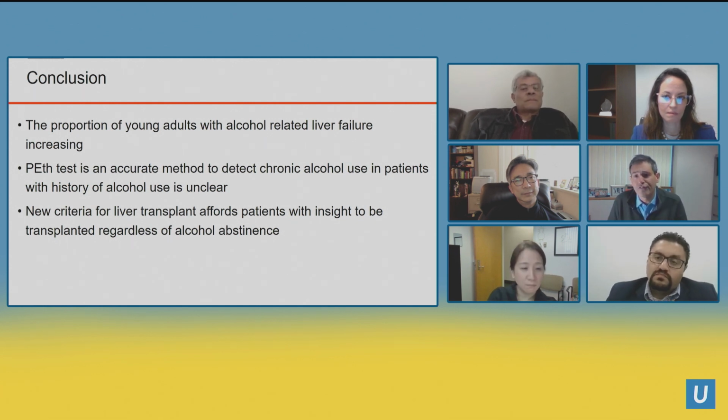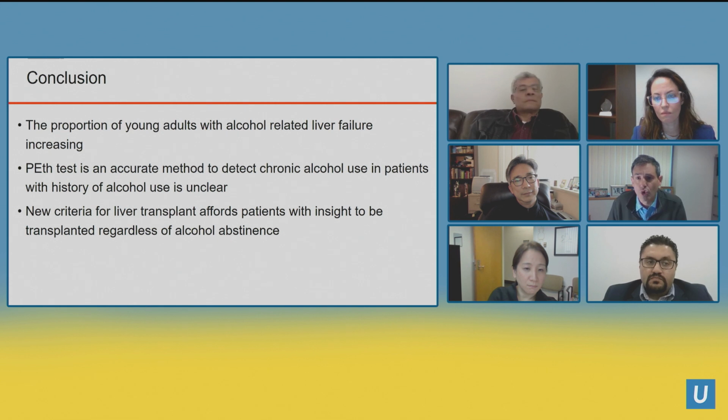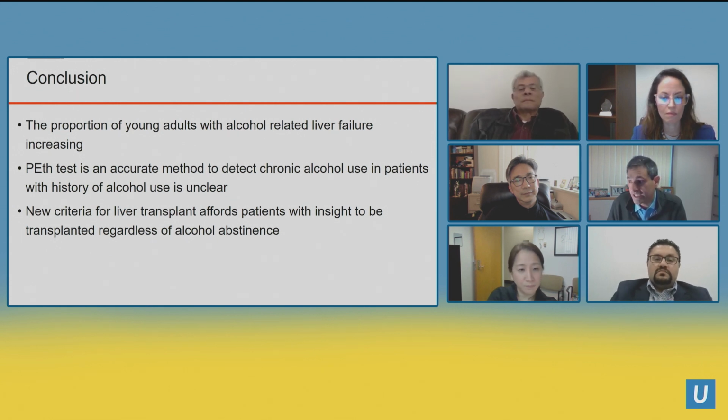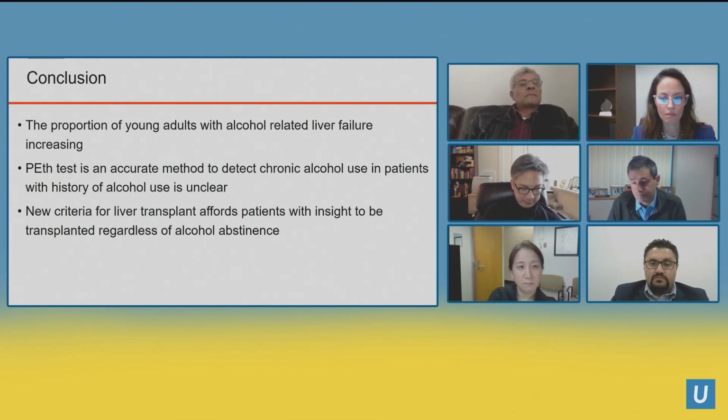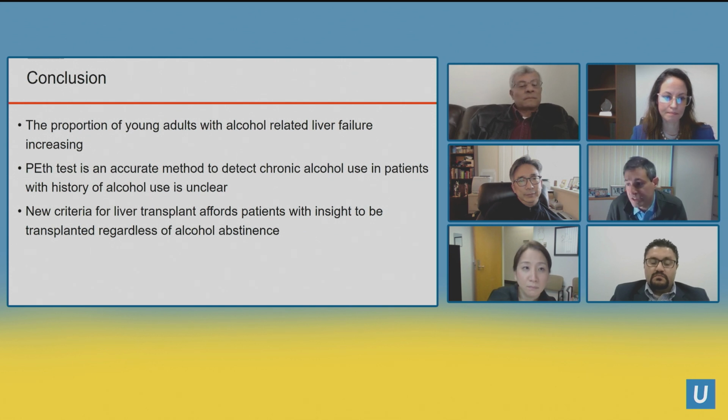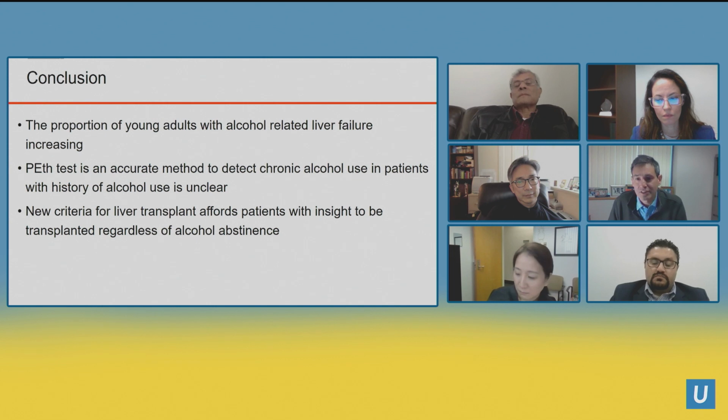So in conclusion, as you see in your own hospitals and practices, we're seeing a huge influx of young adults with alcohol-related liver disease. Gina brought up the PEth test and its role in clinical practice. This is a very accurate test for detecting chronic alcohol abuse in patients who have an unclear history of alcohol use. And three of our colleagues unanimously identified new criteria that make liver transplant an available option, regardless of the duration of alcohol abstinence.